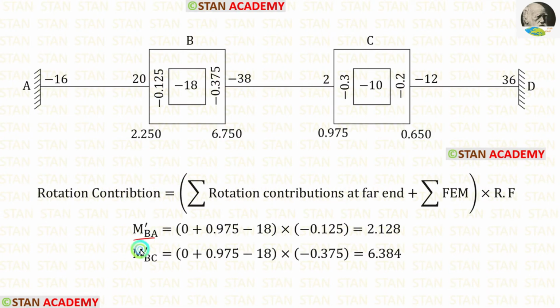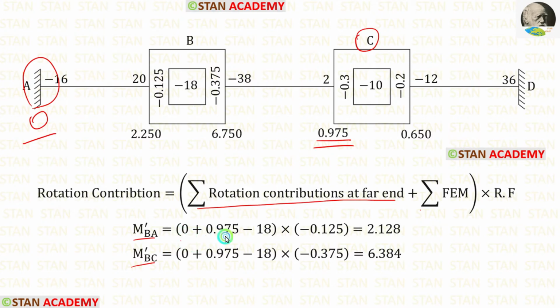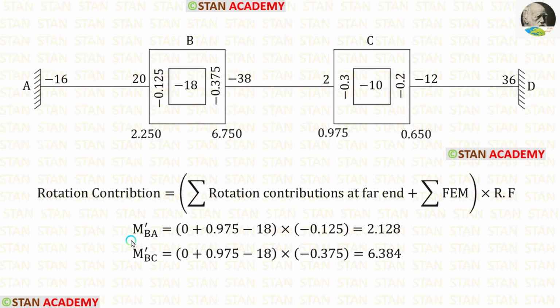Now let us find M dash BA and M dash BC. We know that in the point A, we have a fixed support, so the rotation contribution will be 0. In the point C, we have the rotation contribution 0.975. So for the summation of rotation contributions at far end, we have 0 plus 0.975. The summation of fixed end moments is minus 18. The rotation factor for BA is minus 0.125 and for BC is minus 0.375. After the calculation for M-BA we are getting 2.128 and for M-BC we are getting 6.384.